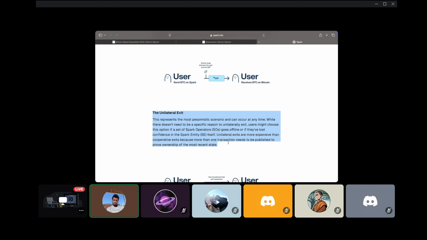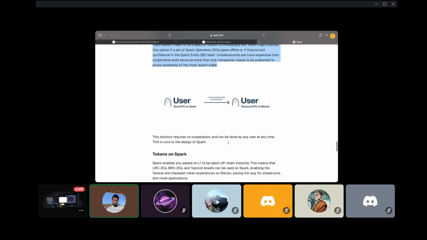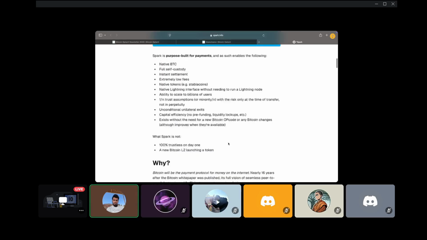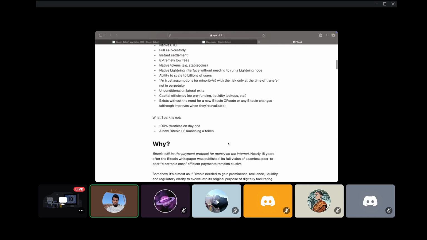While there doesn't need to be a specific reason to unilaterally exit, users might choose this option if a set of Spark operators goes offline or if they've lost confidence in the Spark entity itself. Unilateral exits are more expensive than cooperative exits because more than one transaction needs to be published to prove ownership of the most recent state. There's a lot more to cover, but we won't go into that. I think we've given an adequate amount of time to this specific client.